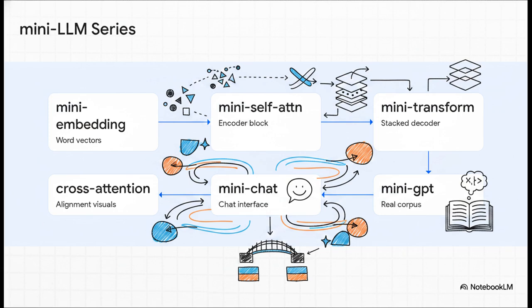To give you some quick context on why this repository is so incredibly useful, it's actually part of a much larger series where the developer is building a mini large language model from absolute scratch. They started with word vectors in mini-embedding, built up through self-attention, created a mini-GPT, and even a chat interface. But we are stepping in right at step 6, mini-cross-attention. This is the absolutely crucial missing link required before the developer can move on to build a full English to Spanish translator. We're looking at the exact architectural piece that makes translation possible.